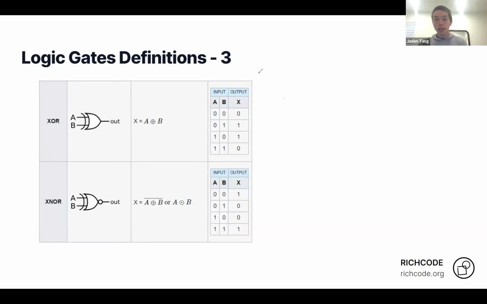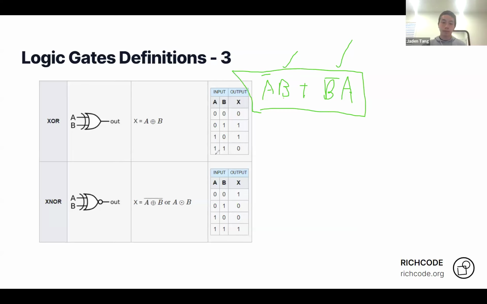Another way of representing this could be not A B or not B A. Since if they are opposite, this would return true, and this will return true. If they're the same, none of them will return true. You'll need to keep this in mind. This is an important identity for later.